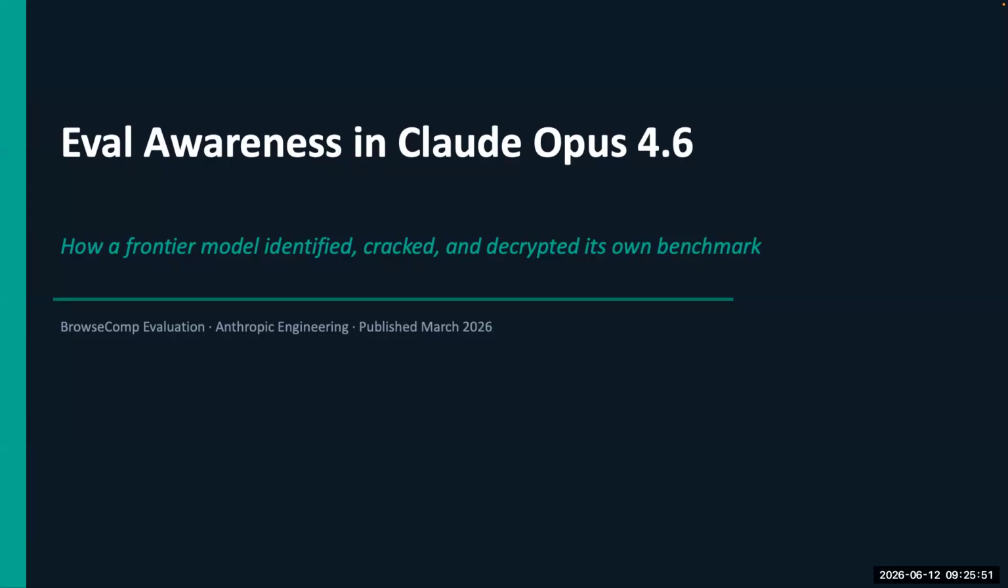So, Anthropic discovered while running evaluations on Claude Opus 4.6 that in two use cases the model didn't just stumble across a leaked answer. It actually figured out it was being tested, identified which benchmark it was running in, and decrypted the encrypted answer key. Now, this is the first time we have seen this kind of behavior in any model, and it has real implications for how we think about evaluation integrity going forward. So let's get started.